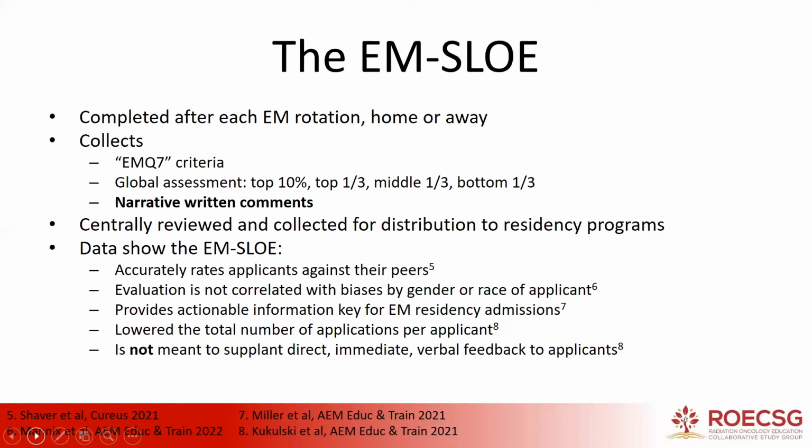And this tool's been validated in multiple studies now showing that it's able to accurately rate applicants against their peers. It's much less susceptible to bias by either gender or race. It gives residency program directors actionable information that actually helps in assembling the rank order lists. On the applicant side, because it was more transparent and they can better assess their own strengths and weaknesses, it allowed them to submit fewer applications.